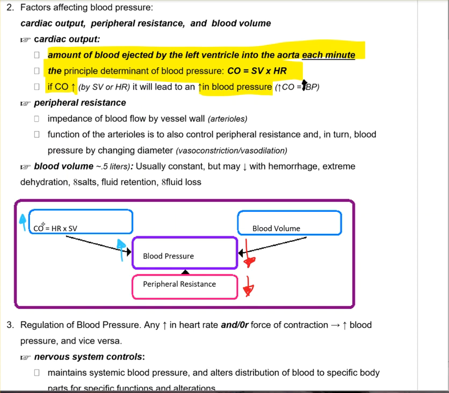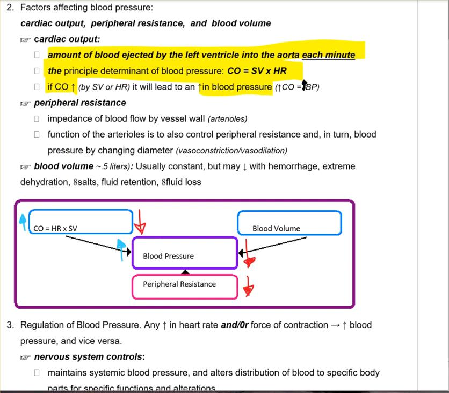Now, let's go back here for a second. What if cardiac output goes down? What will happen to blood pressure? Cardiac output goes down, blood pressure will go down. What if the heart rate goes down? Blood pressure will go down. What if stroke volume goes down? Blood pressure will go down.